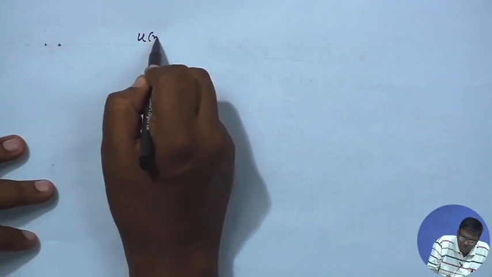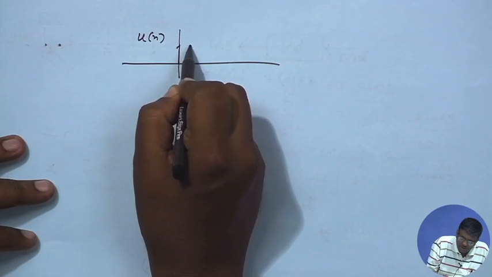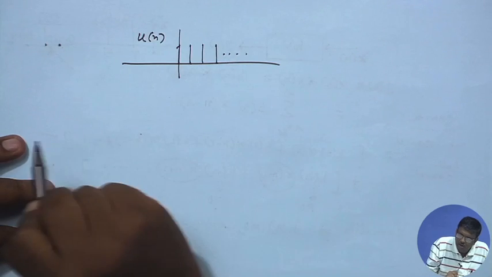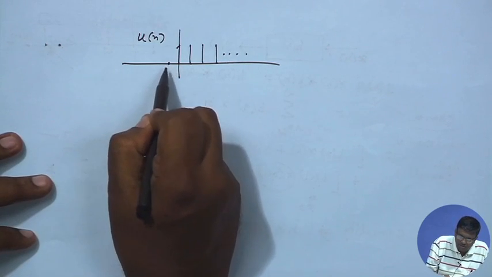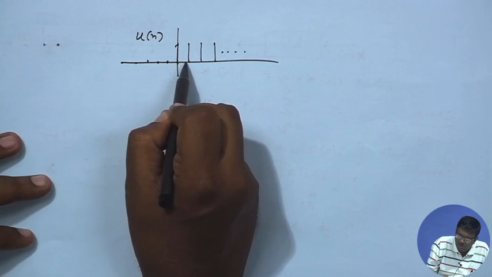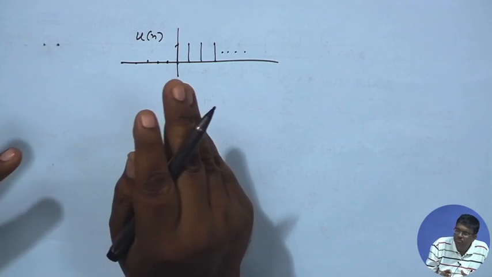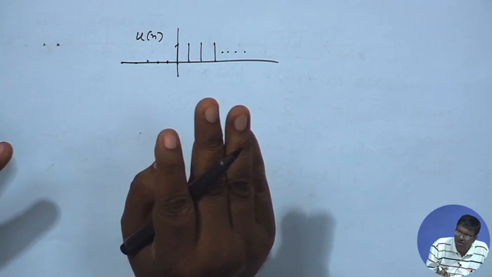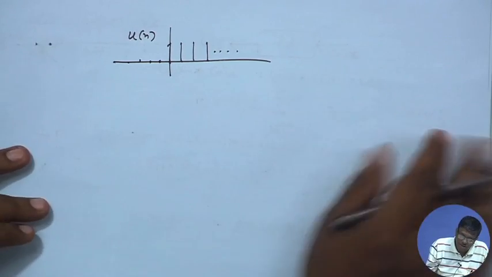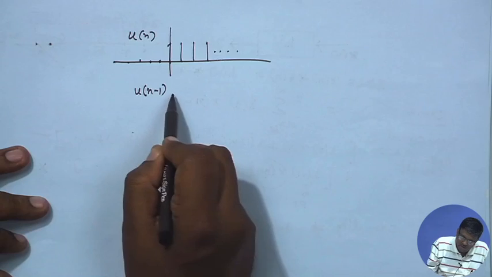u[n] is causal because for n less than 0 all values are 0, and for n equal to 0 and onwards they are 1. So, if u[n] is the unit sample response of a linear shift invariant system, I am happy that the system will be causal. Okay. How about u[n minus 1]?